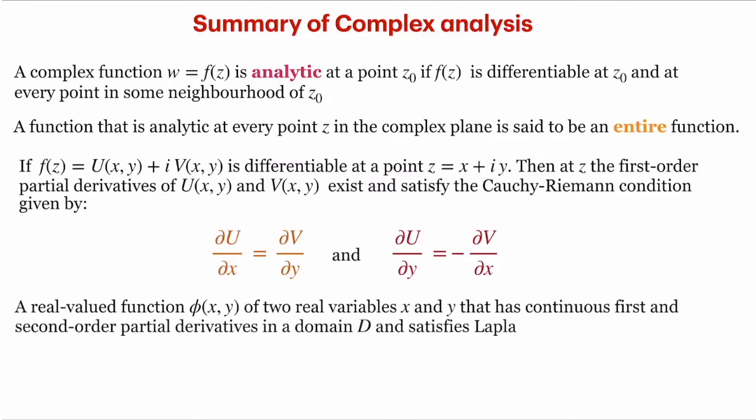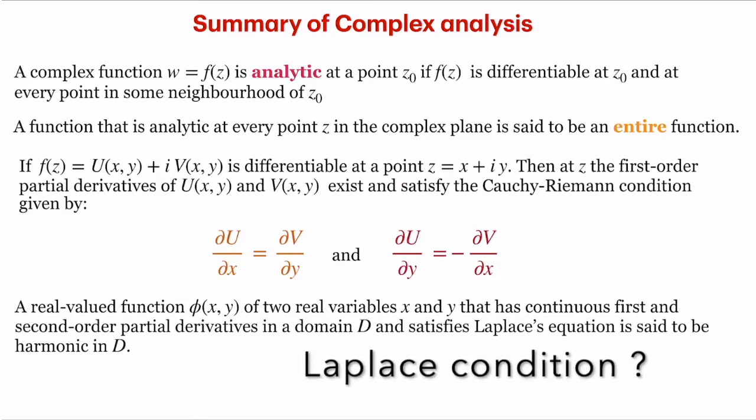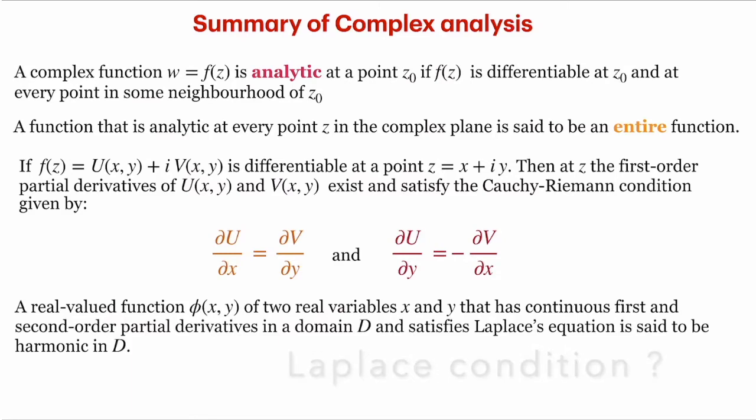A real valued function of two variables phi of x, y is said to be harmonic if it satisfies the Laplace condition. Obviously, the function needs to have well-defined first and second order derivatives in the domain D. So for the harmonic function, we have del square phi by del x square plus del square phi by del y square should be equal to 0.